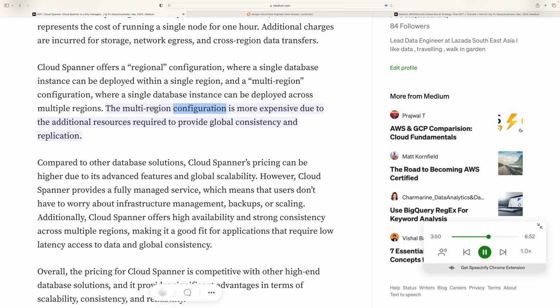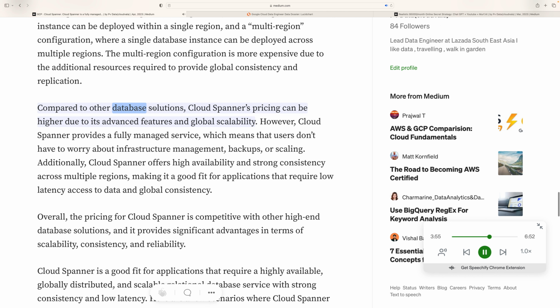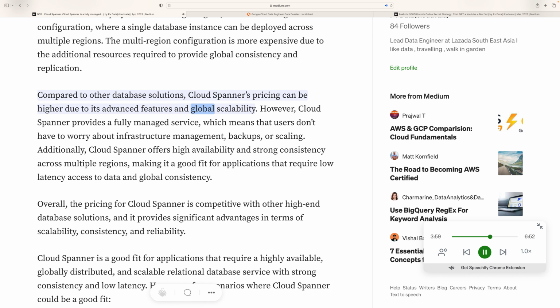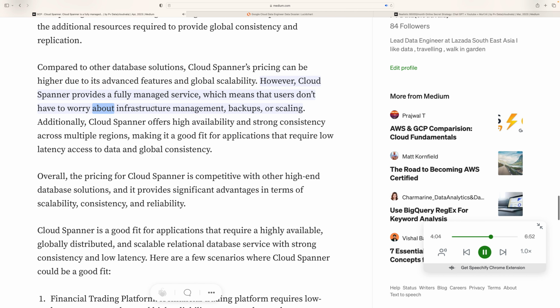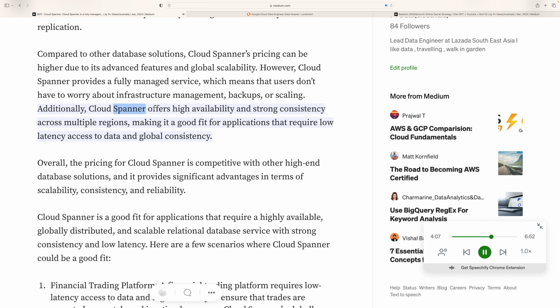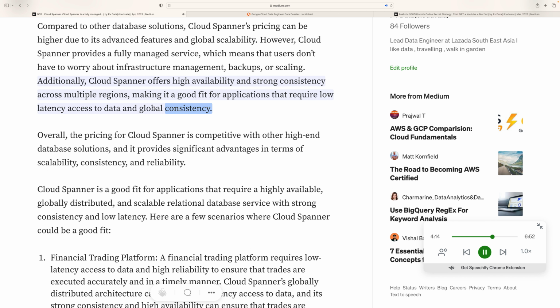The multi-region configuration is more expensive due to the additional resources required to provide global consistency and replication. Compared to other database solutions, Cloud Spanner's pricing can be higher due to its advanced features and global scalability. However, Cloud Spanner provides a fully managed service, which means that users don't have to worry about infrastructure management, backups, or scaling. Additionally, Cloud Spanner offers high availability and strong consistency across multiple regions, making it a good fit for applications that require low latency access to data and global consistency.